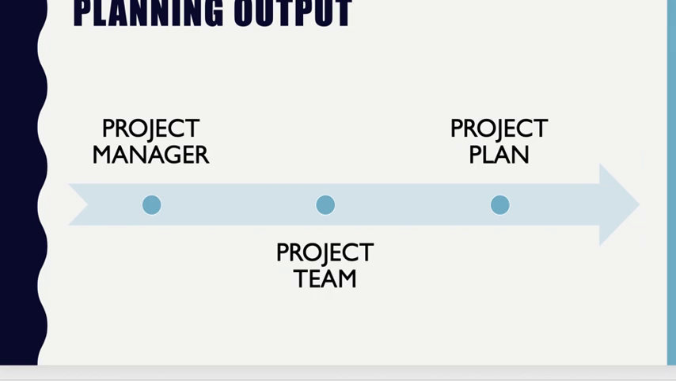So, what's the output of the planning phase? Each of the 4 phases will have output. The key outputs of this phase are that the project manager, the project team, and the project plan are all in place, and they really allow the project to move on to the next phase.